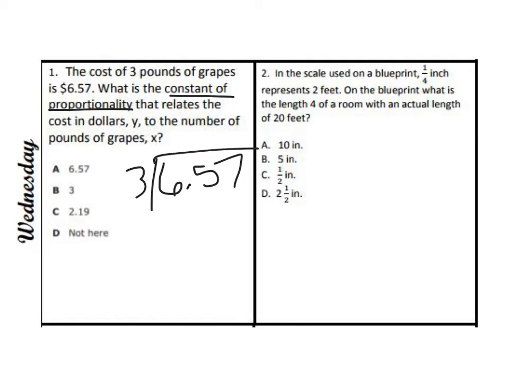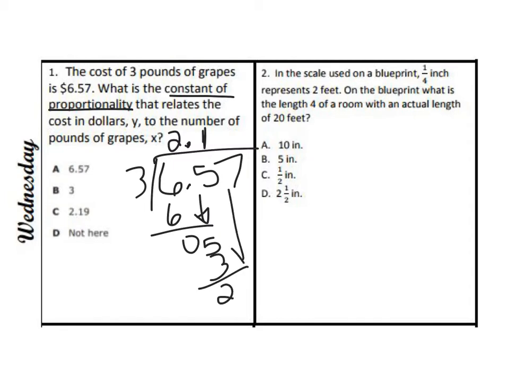Okay, so then you're going to go ahead and divide it. So that's going to be 2, remainder 0. Bring the 5 down. 1. So that's 3. 2. Bring the 7 down. And that's going to be 9. So my answer is C.